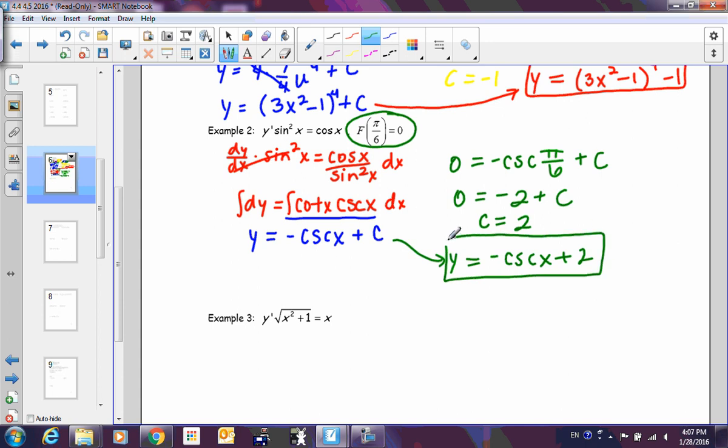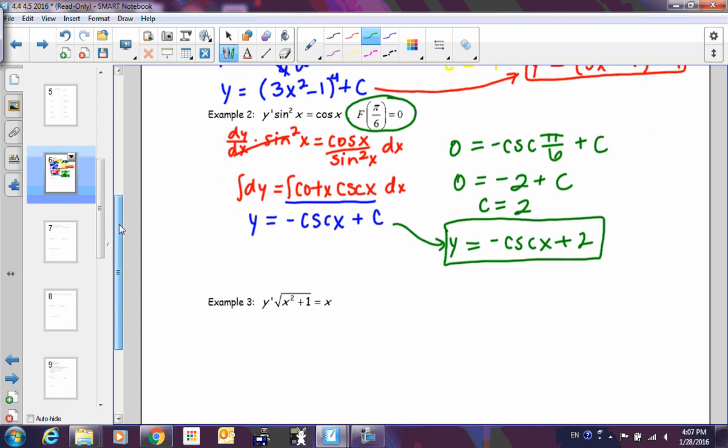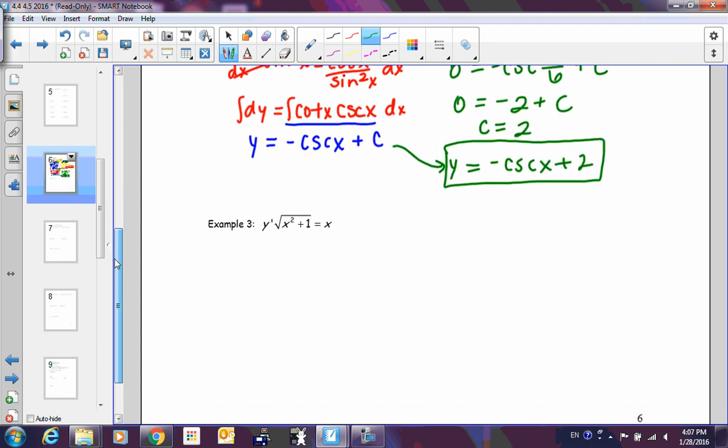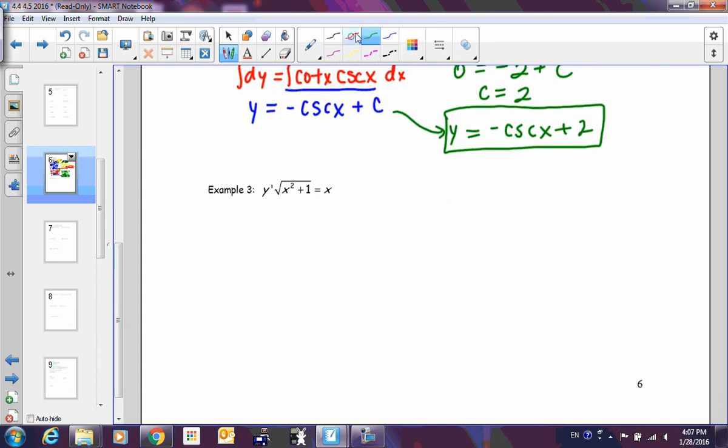So this is a problem where you could have used u substitution where you let u equal sine x. Knowing a little bit of trig got us out of that. So we're going to start getting into problems that you can do more than one way, and we'll talk more about that when I get back.